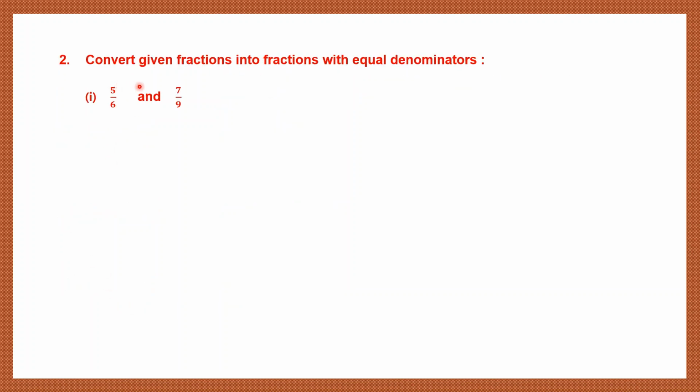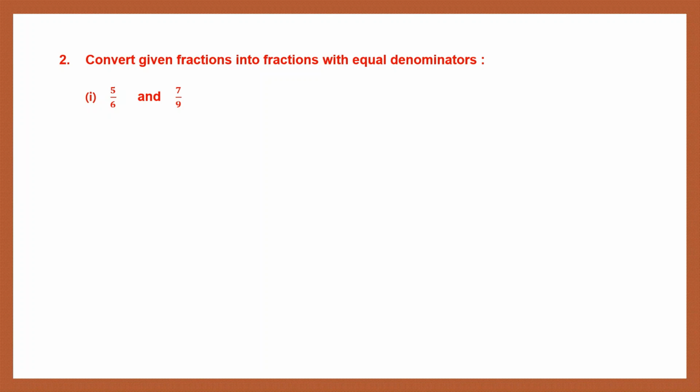Question 2. Convert given fractions into fractions with equal denominators. So here we have a pair of fractions, 5 by 6 and 7 by 9, and the denominators are different. Now we have been asked to convert them into fractions with equal denominators. The denominators have to be the same. So let's begin this sum.